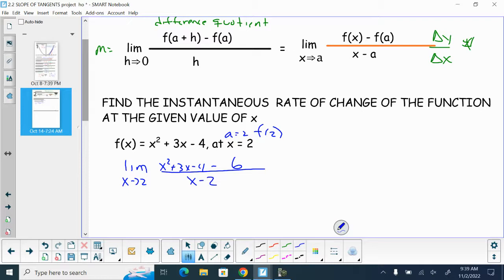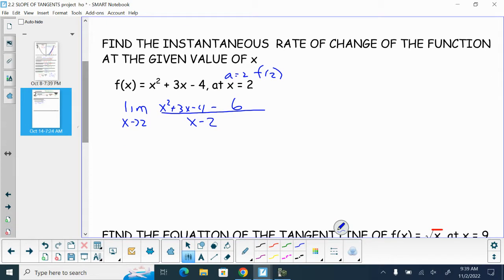Now, what this is going to create each and every time is a discontinuity that will be removable. So if I combine my like terms on top, we have x squared plus 3x minus 10 over x minus 2. If I try to plug in a value 2, I would get 4 plus 6 minus 10, 0 on top, 2 minus 2, 0 on the bottom. That gives us that discontinuity, but we will be able to remove this each and every time.